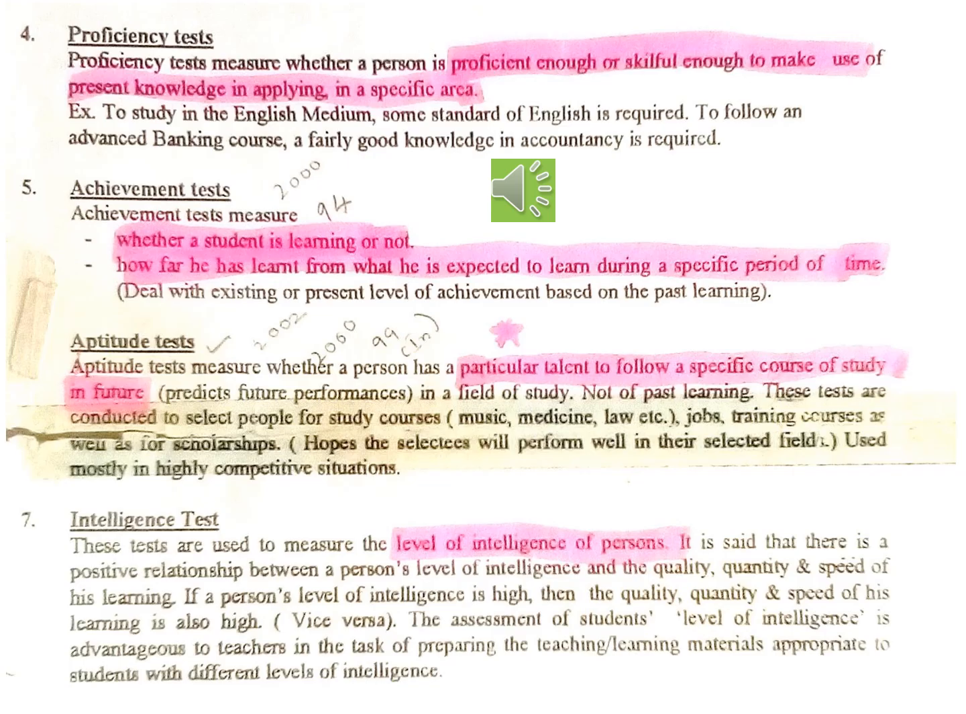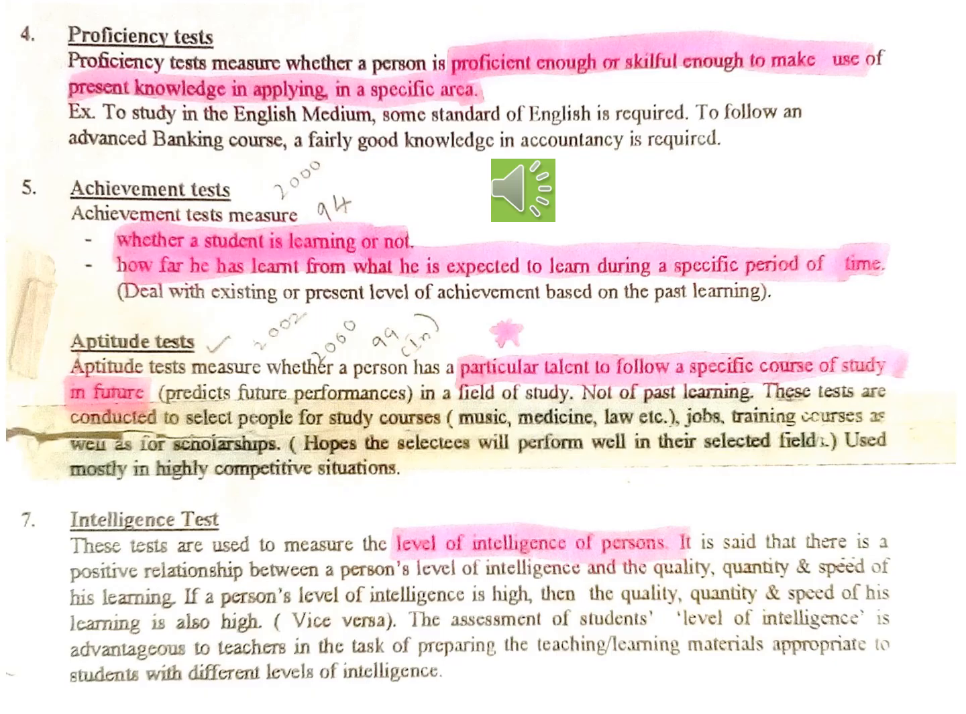Number 4, proficiency tests. Proficiency tests measure whether a person is proficient enough or skillful enough to make use of the present knowledge in applying in a specific area. So here also we are considering the present knowledge, but we are considering whether the candidate is proficient enough to make use of this knowledge, right? That is why proficiency test.